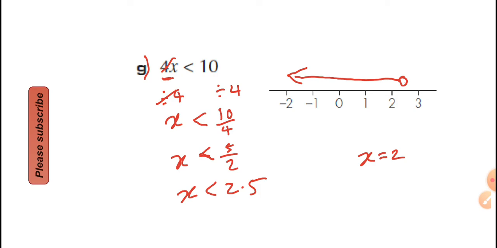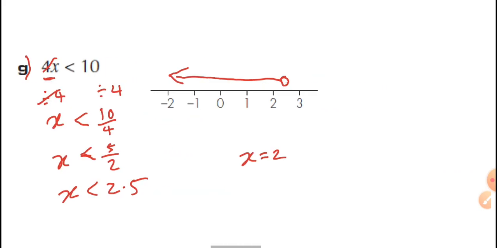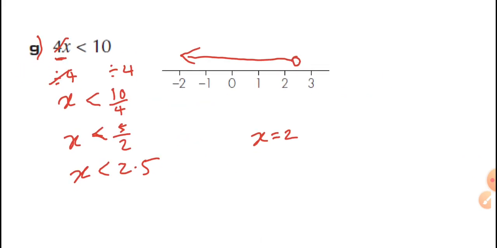Obviously it can't be 3, and 2.5 is not a whole number, and in any case it's not equal to 2.5. So the largest possible integer or largest possible whole number is 2. X is equal to 2.